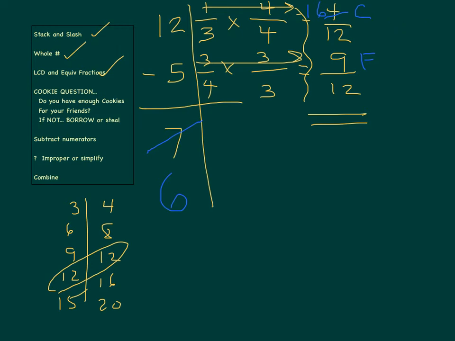I now have 16 cookies. So now if I need to finish this out, I have 16 minus 9, which gives me 7 leftover cookies, which I really enjoy because those are left for me when my guests leave. So I've got 7/12 left.